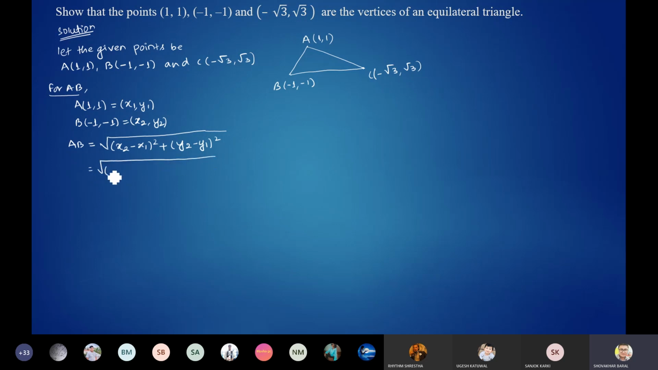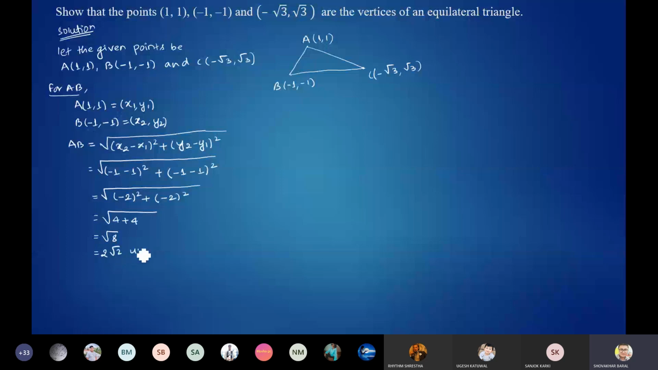The value of x2 is -1, the value of x1 is 1, so (-1 minus 1) whole square, which is (-2) whole square, plus y2 is -1 minus 1, which is again (-2) whole square. So it will be 4 plus 4, that is root over 8, which equals 2 root 2 units. You can simplify it or simply use your calculator. We have got the value of AB.